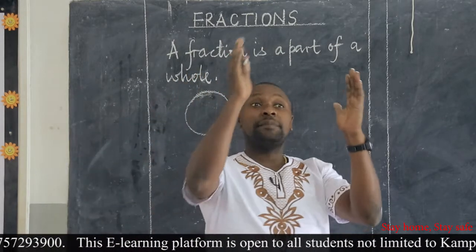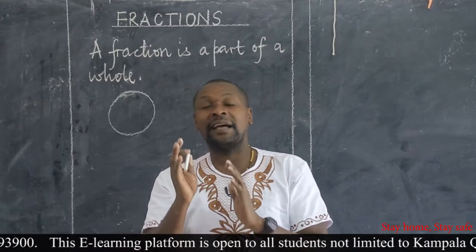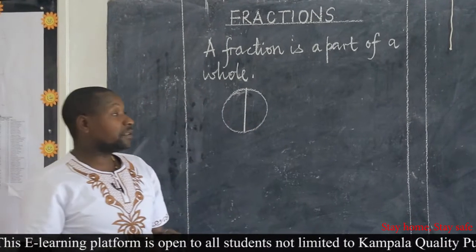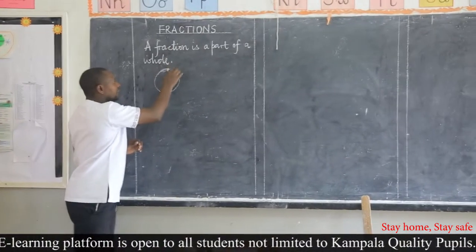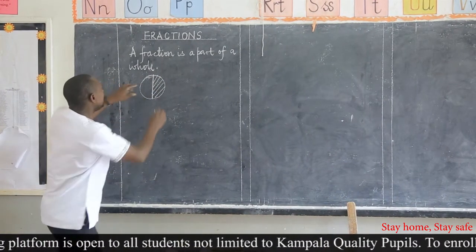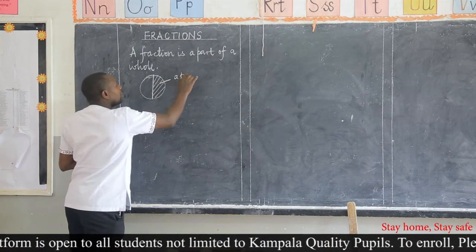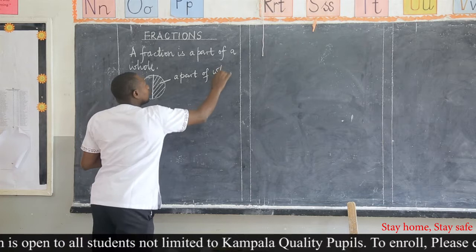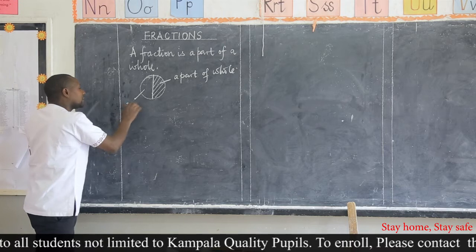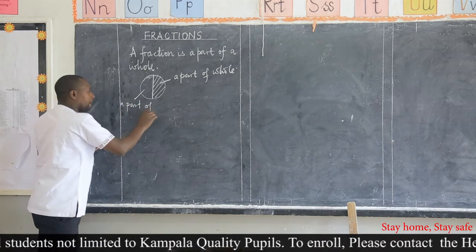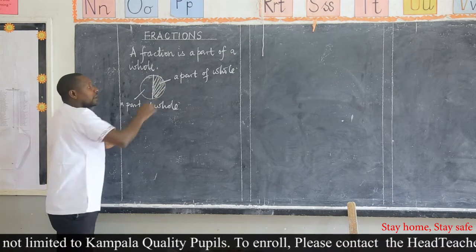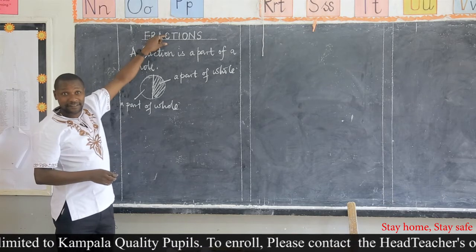But this whole can be split into other smaller parts. Assume I've split this tomato into 2. And eventually, let me shade one of the 2 parts. So, we name this one as a part of a whole. Likewise, this side is also another part of a whole. So, we mean this one you have seen me shading can also be called a fraction.